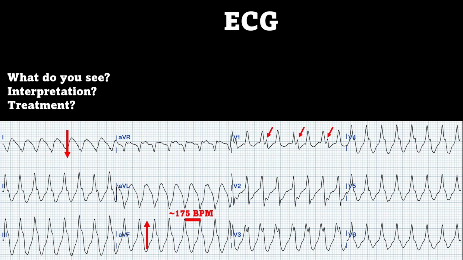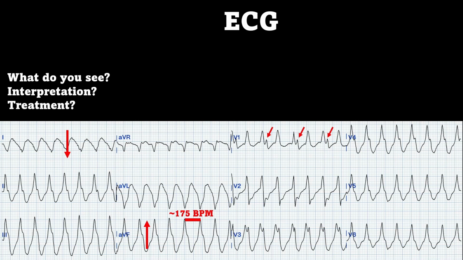You can also see we have some right axis deviation because lead 1 is down and AVF is up. I have some arrows on what might be P waves signifying AV dissociation, but that is completely unclear. If you're ever unsure if there are P waves or flutter waves, you can do something called a Lewis lead in a stable patient. This patient is of course unstable, so no Lewis lead.